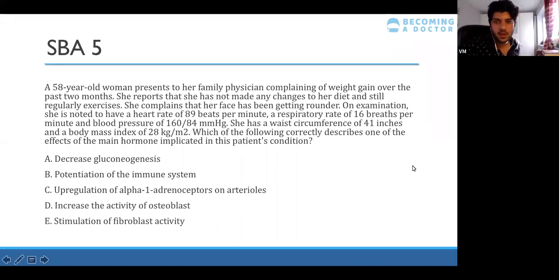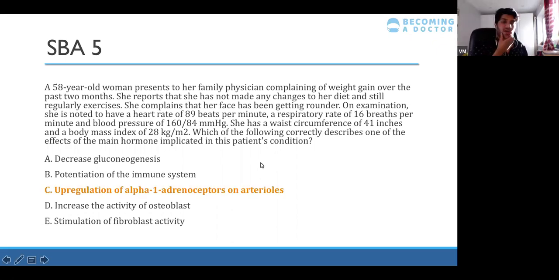Okay, I'm going to end the poll here. So well, a lot of you were kind of right. You were kind of mixed between the potentiation of the immune system and upregulation of the alpha-1 adrenoreceptors. So the correct answer was upregulation of the alpha-1 adrenoreceptors. And this is quite a challenging question, I think.